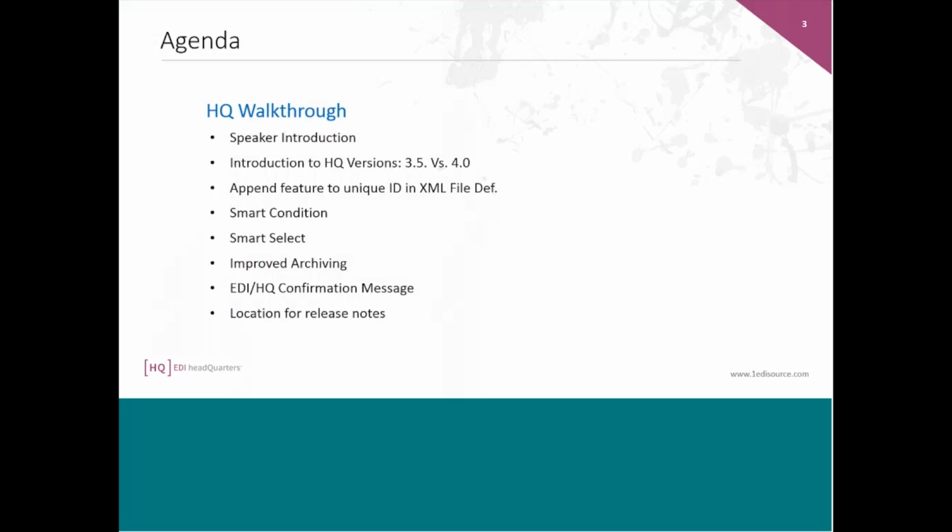To start off, we're going to do a speaker introduction, which will be Seth Lever, and we'll get going with that in a moment. Then we're going to lead into a comparison of EDI HQ 3.5 versus 4.0. After that, we'll be leading into one of the new features you're going to be hearing about, the append feature to unique ID and XML file definition. Next conversation will be smart condition, followed by smart select, and we'll be spending a little bit of time on improved archiving, as well as the EDI HQ confirmation message. And we will be ending on the location for all release notes for HQ 4.0 to keep you up to date.